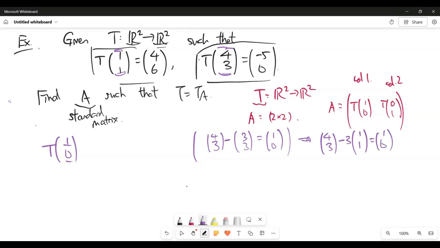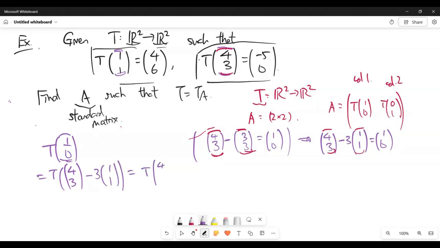And why am I doing it like this? Because I need to look at the vectors which are already given. I'm talking about the fact that the value of the map T for these two vectors are already given. So that's the key. That's why I've been looking at these two vectors. And now, why is this fact good? Because we can think of the vector now as T of 4, 3 minus 3 times 1, 1. And because the map is linear, it means that we can compute the whole thing this way.